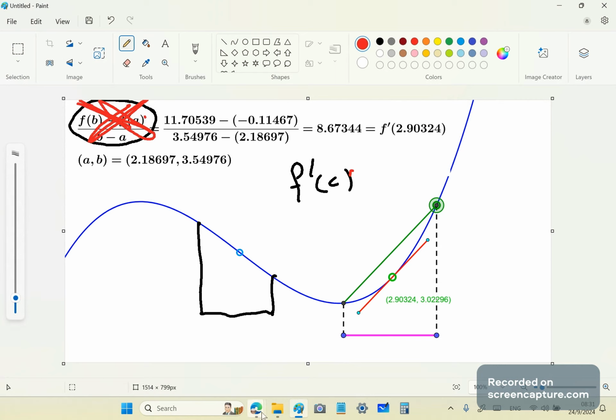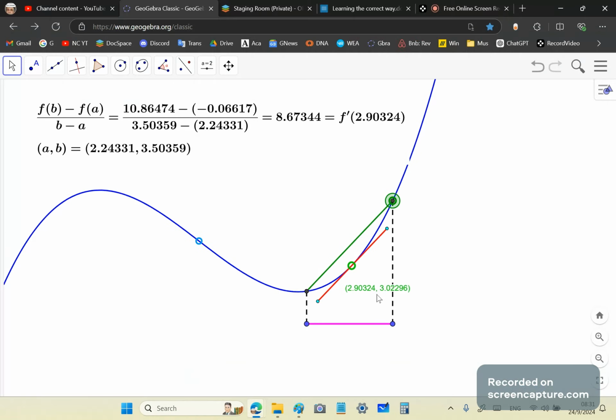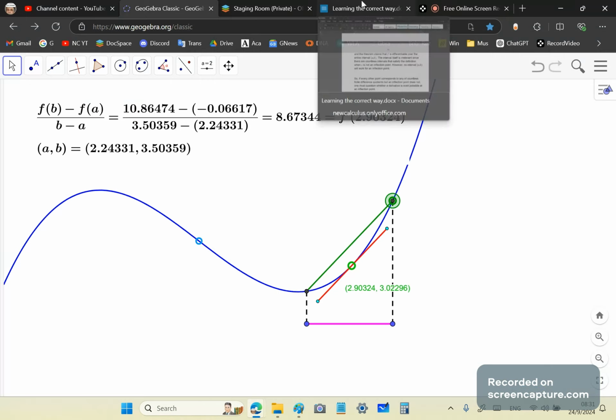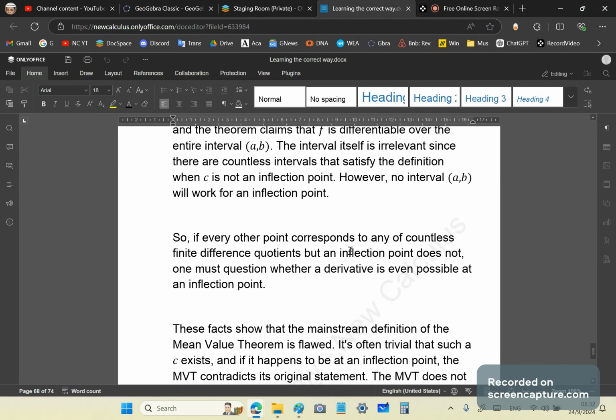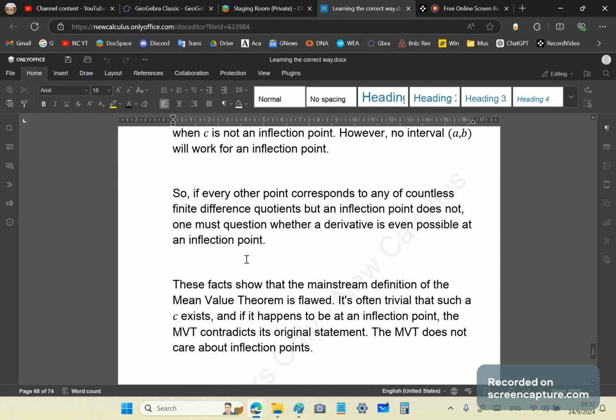So they don't understand what they're doing, and they never have understood what they're doing because they do not understand calculus. That would probably be you if you're a math professor or a teacher. I'm addressing you more than your students. I can't blame your students. If they have a lecturer like you, what can you expect? So if every other point corresponds to any of countless finite difference quotients, but an inflection point does not, one must question whether a derivative is even possible at an inflection point.